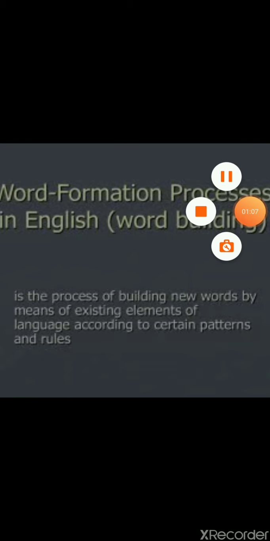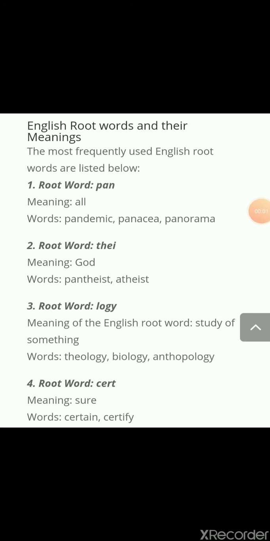So here is the way to improve your vocabulary skills. Yes, how you will improve your vocabulary skill is in the way we are moving ahead. As I talked about some basic roots, some advanced roots we will be doing. So, English root words and their meanings, just look at some basics. The most frequently used English root words are listed below. Look at that.